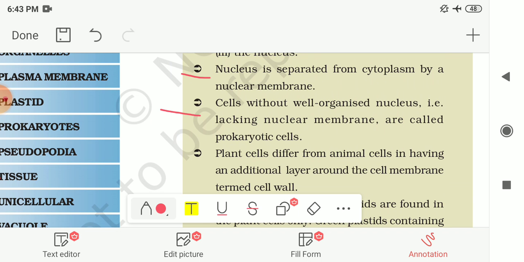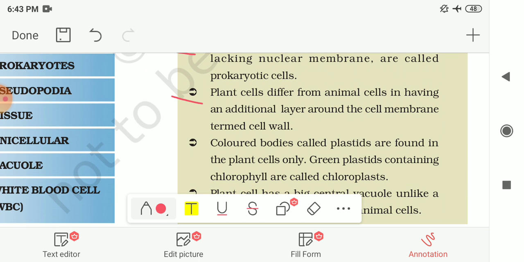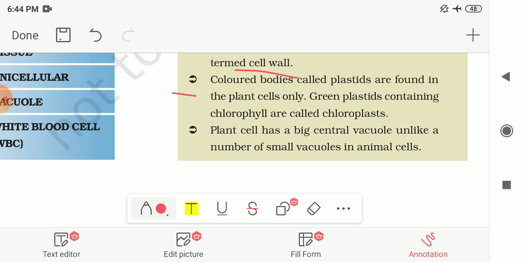Cells without a well-organized nucleus, that is, lacking a nuclear membrane, are called prokaryotic cells. The plant cell differs from the animal cell in having an additional layer around the cell membrane, which is known as the cell wall. Colored bodies called plastids are found in plant cells only. Green plastids containing chlorophyll are called chloroplasts. And the plant cell has a big central vacuole, unlike the number of small vacuoles in the animal cell. So this is about the cell, its structure and functions.